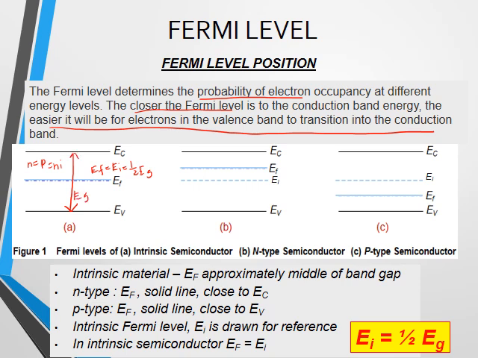Ei must always be equal to 1/2 Eg. For n-type material, electrons are more than holes, so Ef must be close to the conduction band Ec. For p-type, more holes than electrons, thus Ef is closer to the valence band Ev. We draw Ei for every material for reference. In n-type, Ef is larger than Ei, and in p-type, Ef is smaller than Ei. Ei can have fixed values because the band gap for each material has fixed values.